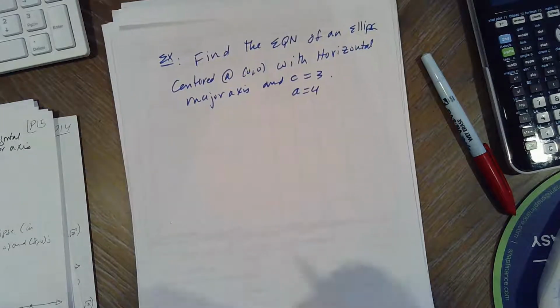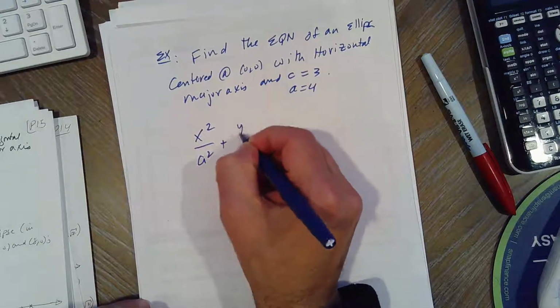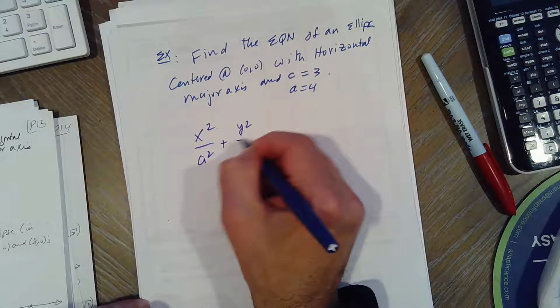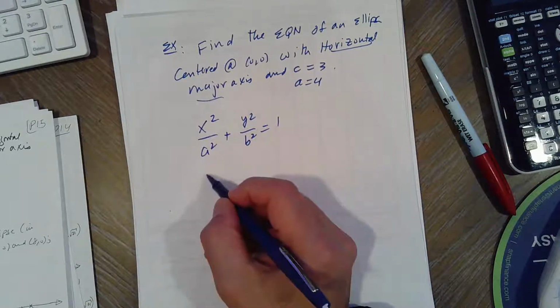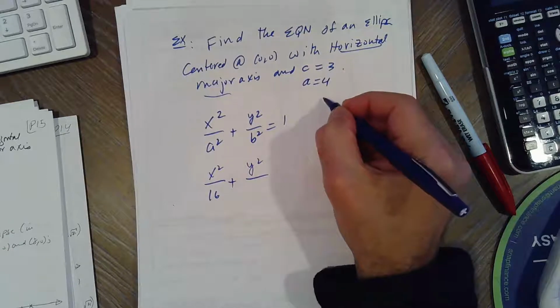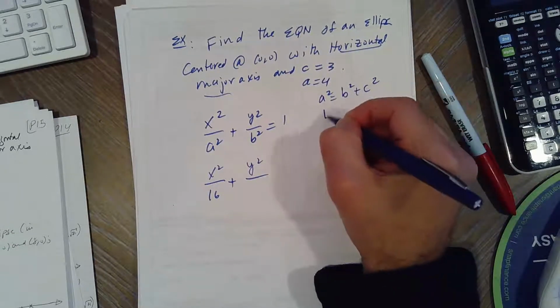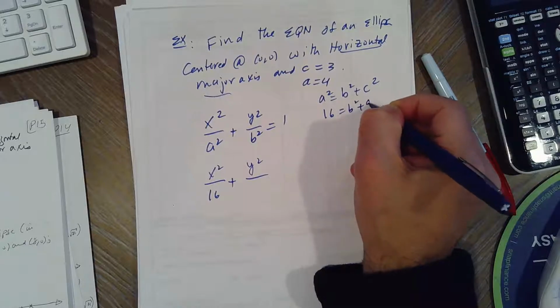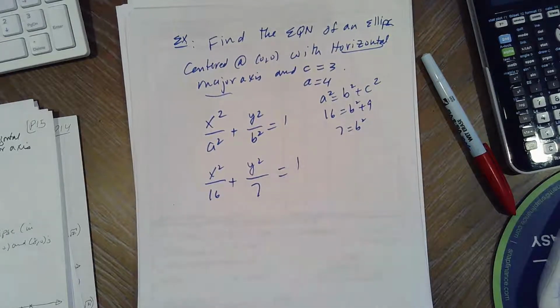So it's centered at 0, 0, and we have a horizontal major axis, so it's x squared over a squared plus y squared over b squared, right? The bigger value is with the x because it's a horizontal major axis. So we have c and a, so x squared over 16 plus y squared. We need b squared. A squared is b squared plus c squared. 16 is b squared plus 9, so b squared is 7. And that's the equation.